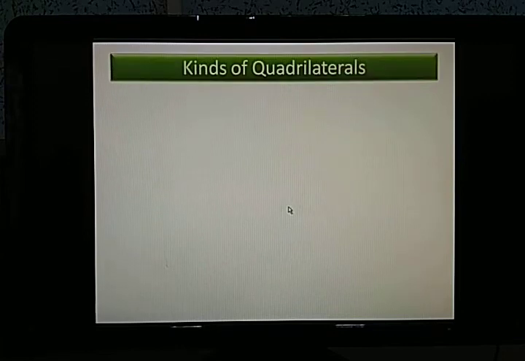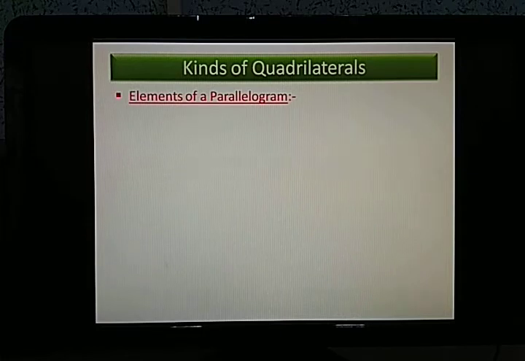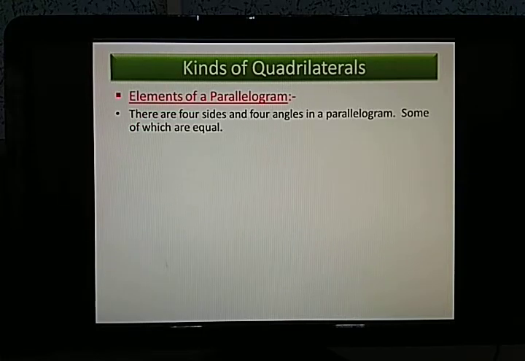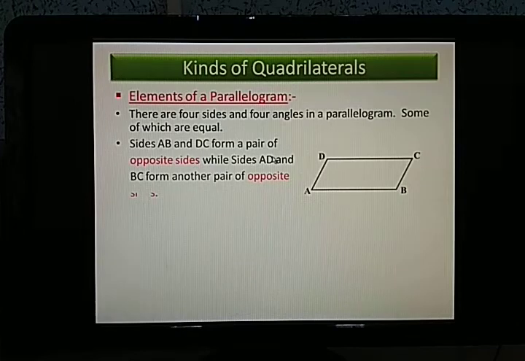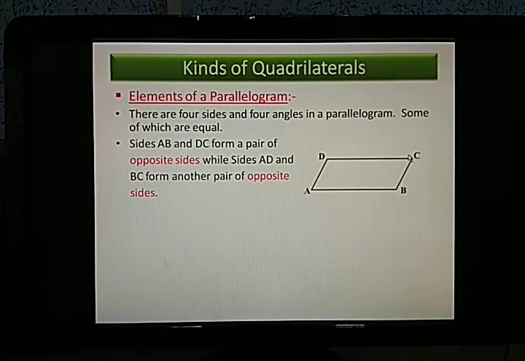Now next, moving on, is the elements of a parallelogram. Elements means what are the components? What is a parallelogram made up of? Obviously it is made up of 4 sides and 4 angles. That means 2 pairs. And some of them are equal also. We'll come to that. So this is a parallelogram ABCD. Now first thing is that the sides AB and DC form an opposite side. Yes, just now we have discussed that AB and CD are opposite sides, then AD and BC are opposite sides. So there are 2 pairs of opposite sides.